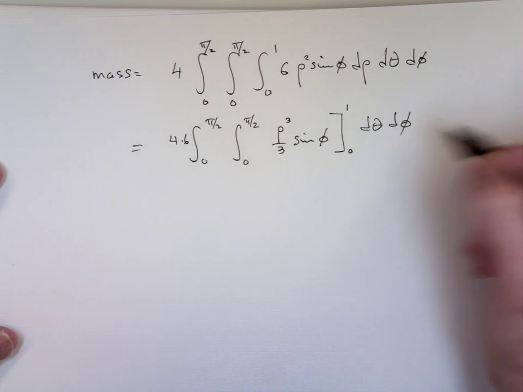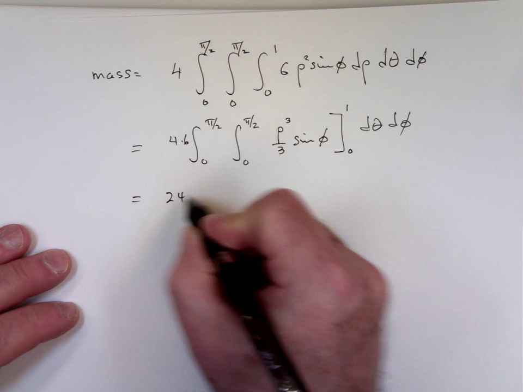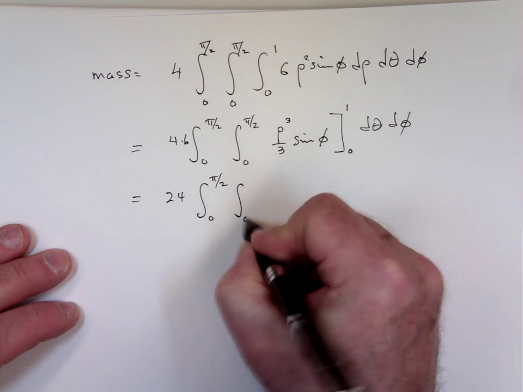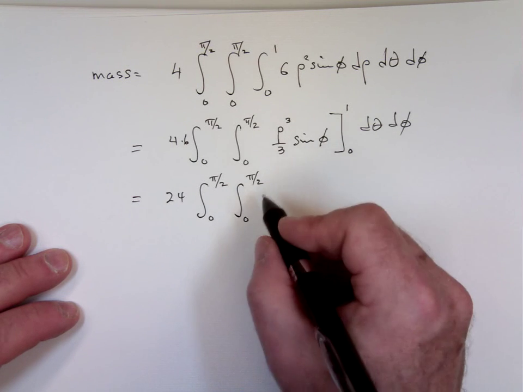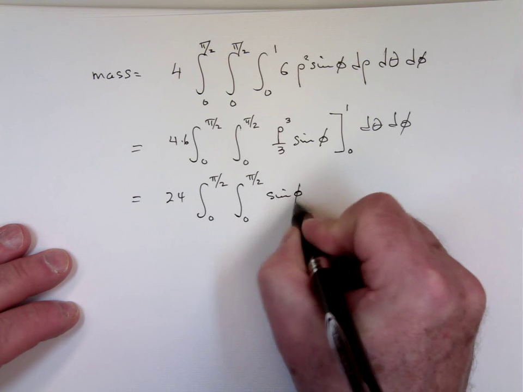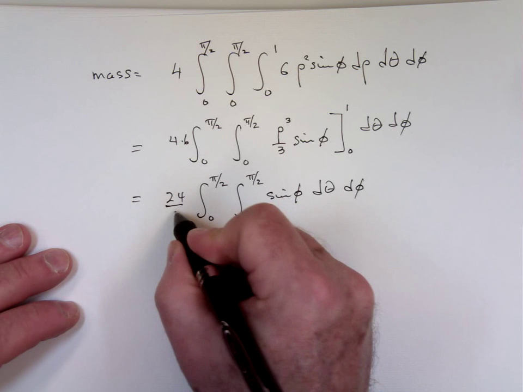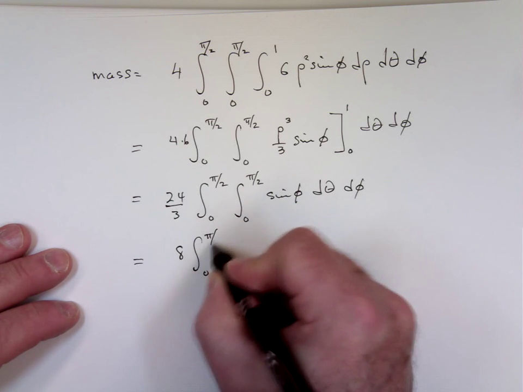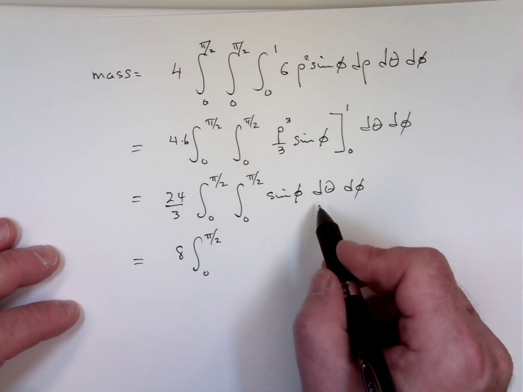Okay? So 24, 0 to pi over 2, 0 to pi over 2. Substitute in 1, we get 1/3 sine phi. And the 1/3 can come out front. We end up with 8, 0 to pi over 2. The integral of sine phi with respect to theta. Now this is where you got to be careful. This is probably where I messed up.